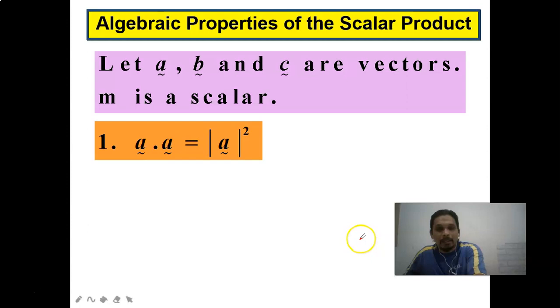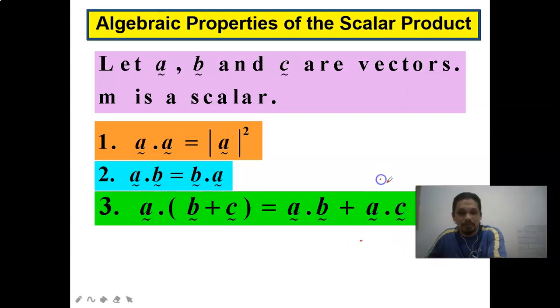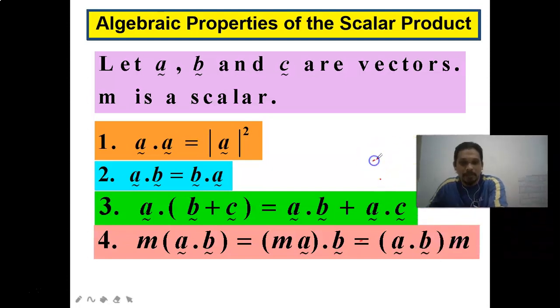Okay. Algebraic properties of a scalar product, which I think you may refer to the recorded lecture notes given to you. Okay. And also here.